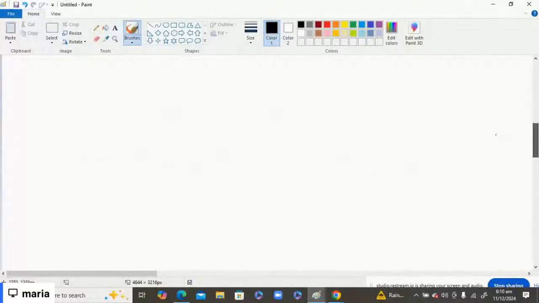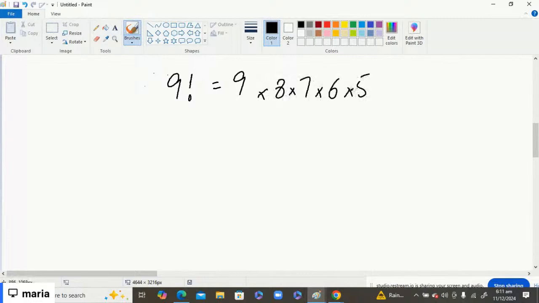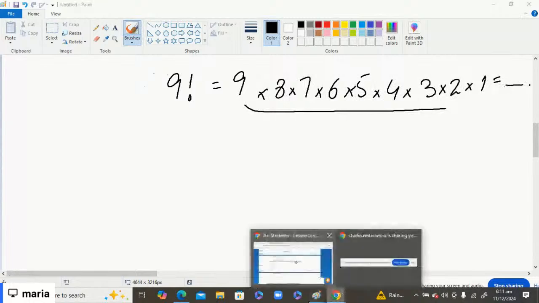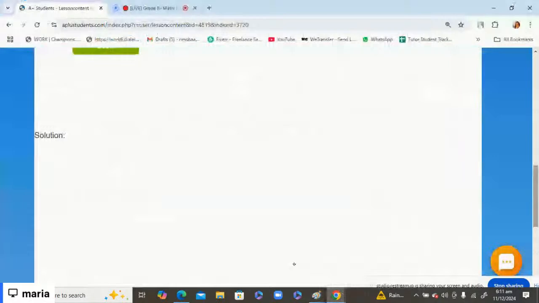Let's say for example I put 9 factorial here. Now you tell me, how can we write it down? We are going to write it this way: 9, 8, 7, 6, 5, 4, 3, 2, and 1. And then just multiply all the numbers and write your answer. Okay? This is the way that we are going to write it.